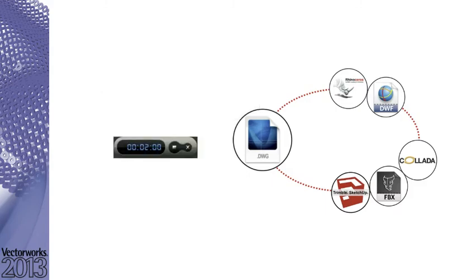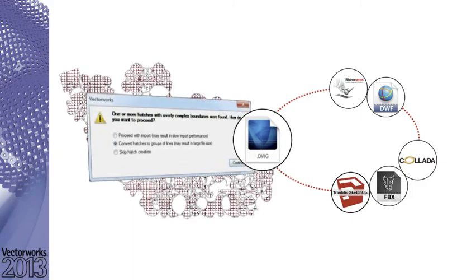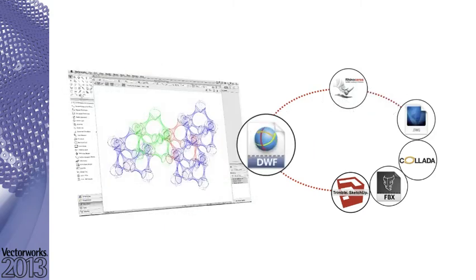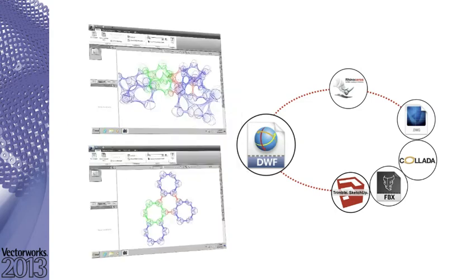A new DWG DXF import feature improves the speed of your imports by alerting you when complex hatches with multiple boundaries are found. This alert gives you the option to skip importing the hatch, convert the hatch to lines, or proceed with the import. And you can now import and export the Autodesk DWF file format. This means users will now have an even greater flexibility to interoperate and collaborate with others in both 2D and 3D.